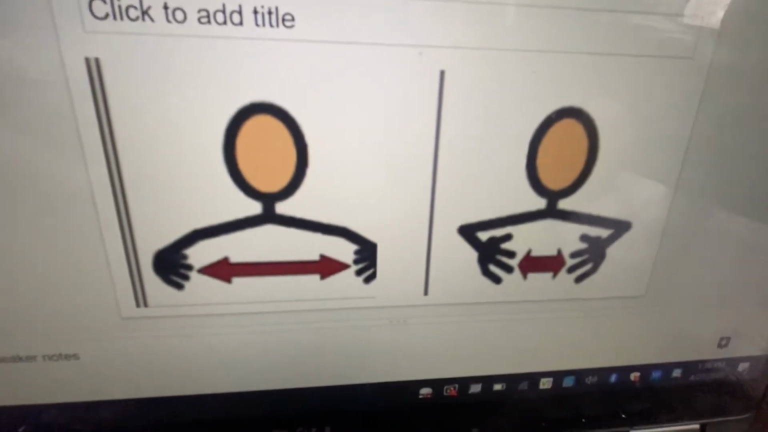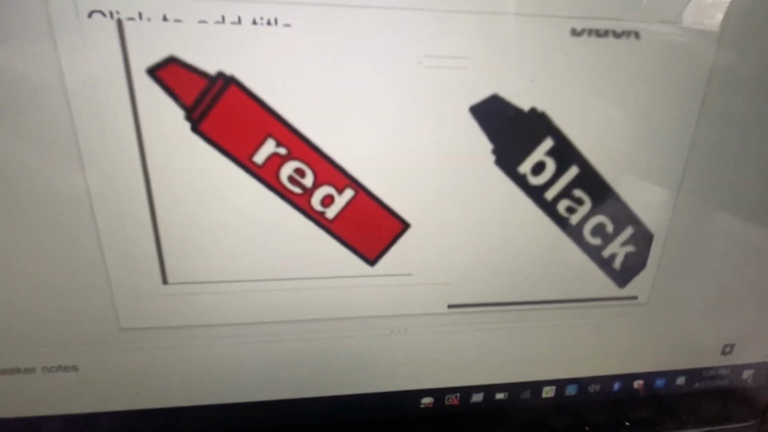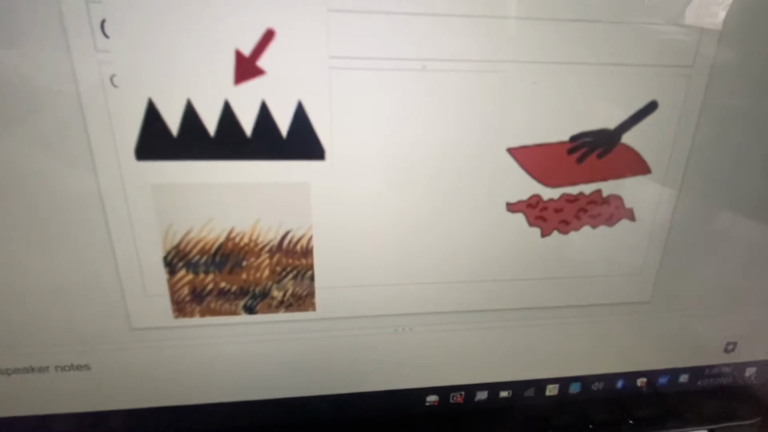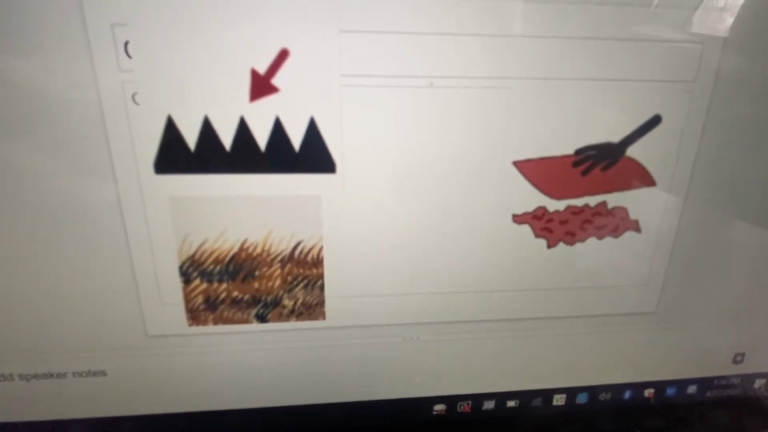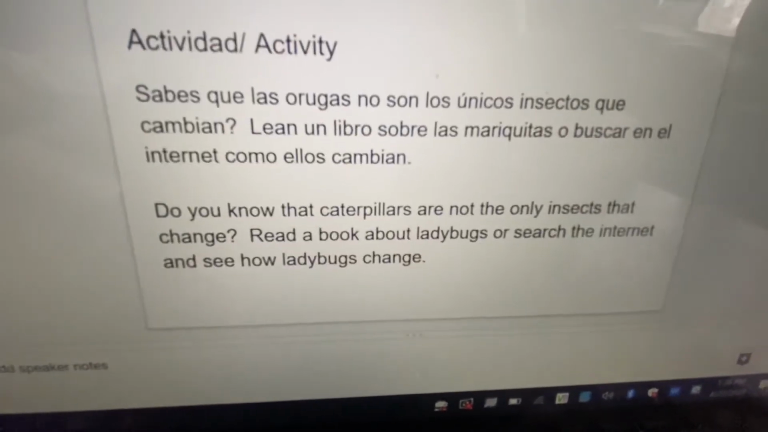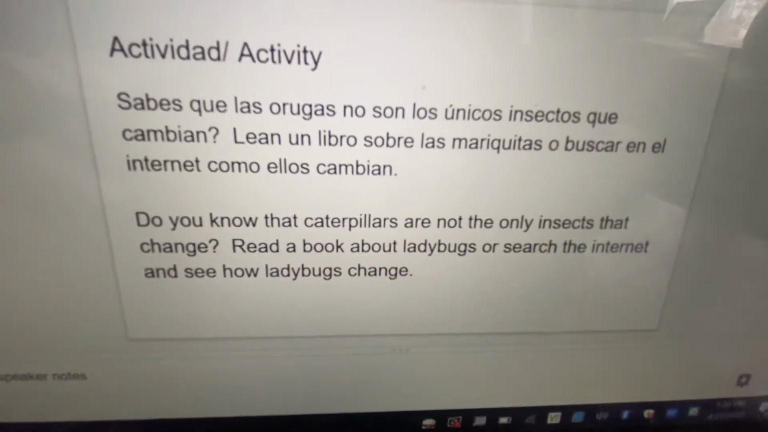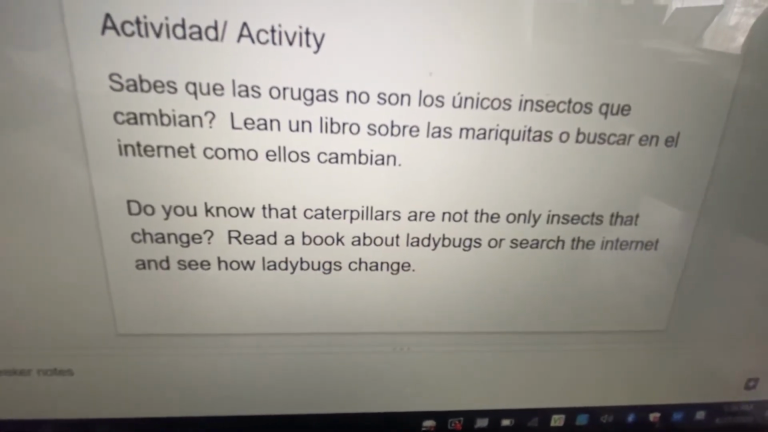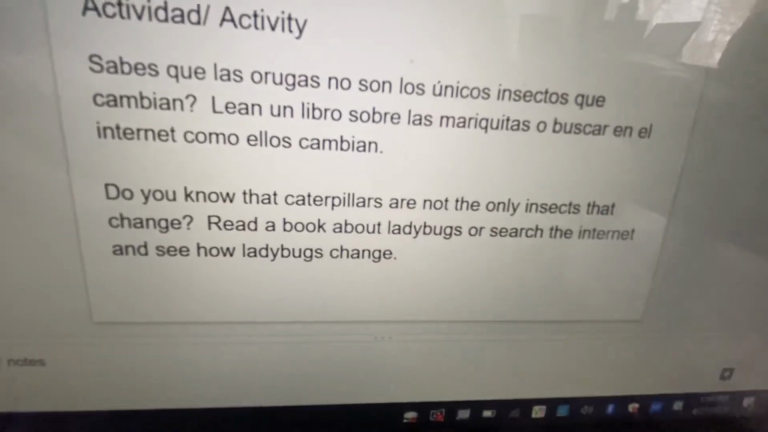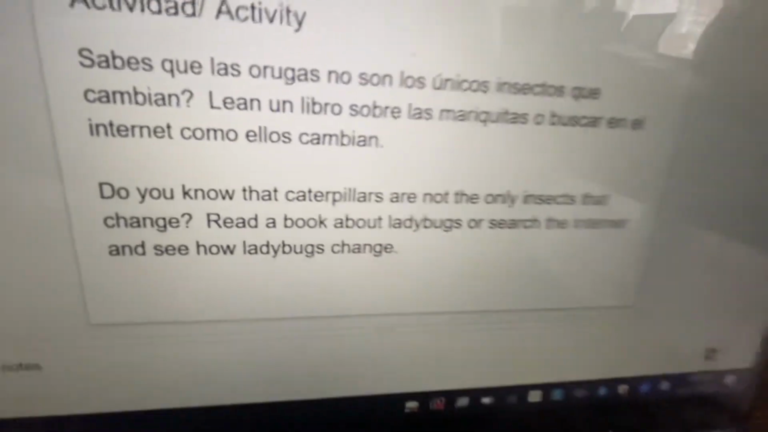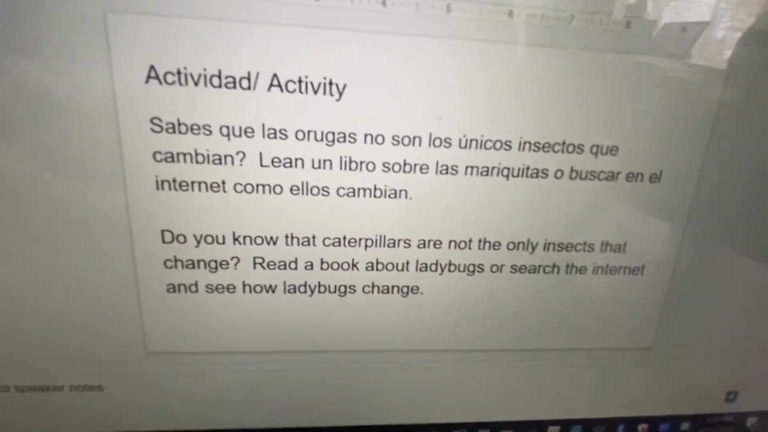And they were still small, they weren't long. What color was their body? Was it red or was it black? Were their bodies rough or hairy and bumpy, or were they smooth? So you had to find out about another insect that changes. Caterpillars aren't the only insect that changes. So you were going to read about ladybugs and find out how ladybugs change.